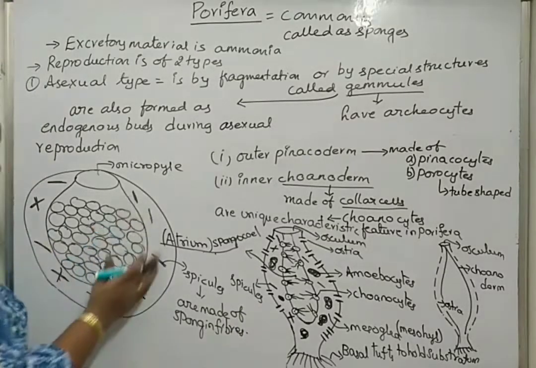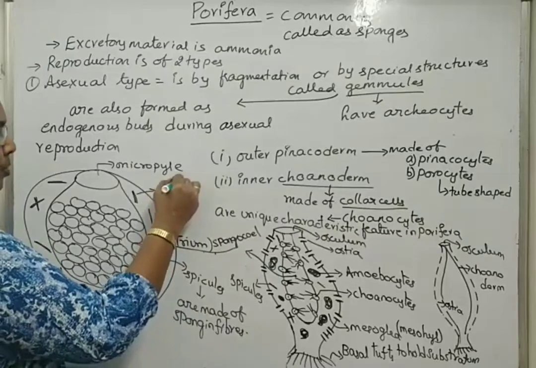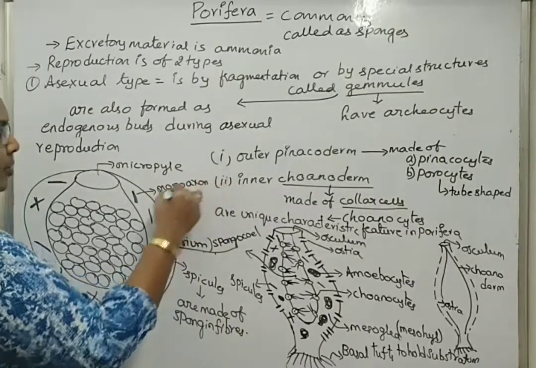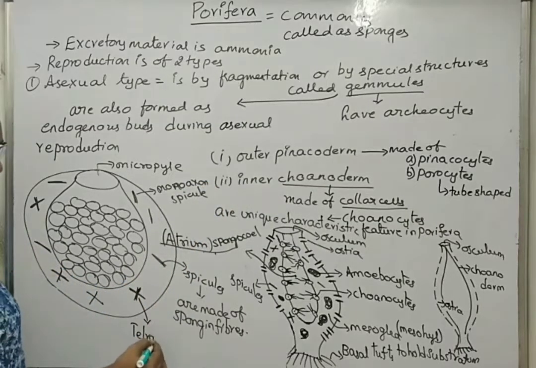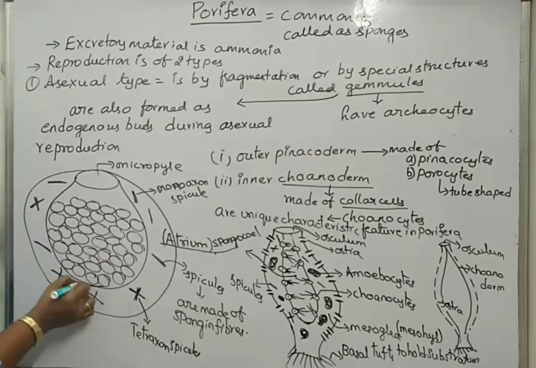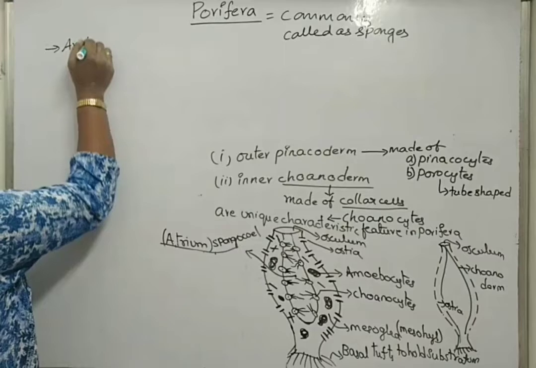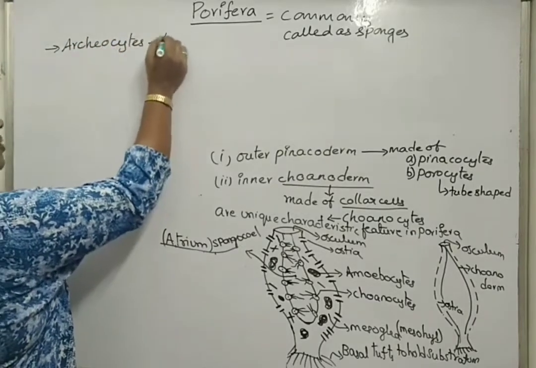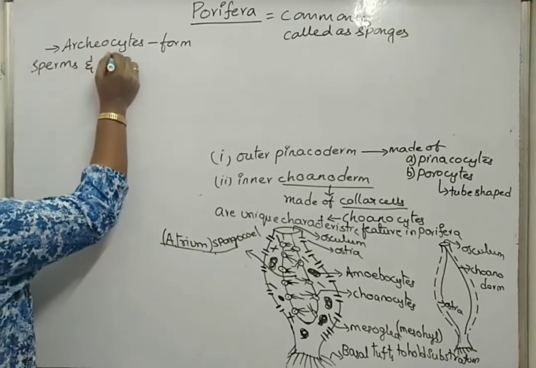Next, here I have written spicules in two different forms. So this is one single structure. These are called monoaxon spicules. Such type of structures are called tetraxon spicules. This will be the outermost covering and this will be the innermost covering, which is holding on to the archaeocytes. Archaeocytes, they form sperms and ova or male and female gametes.